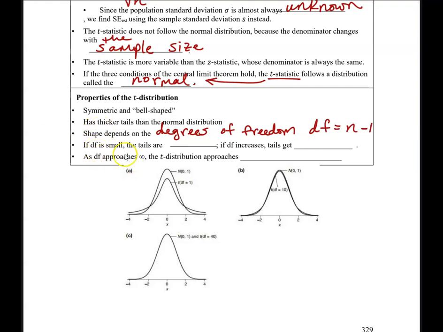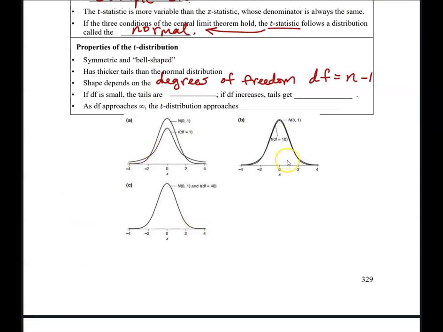If the degrees of freedom is small, then the tails are going to be a little bit thicker at the ends. If the degrees of freedom increases, then the tails will get thinner. So in the picture below, I have a couple different representations. In this first picture, degrees of freedom is 1. That means you would have been using a sample size of 2. You can see that graph on the inside here, and see how thick those tails are.